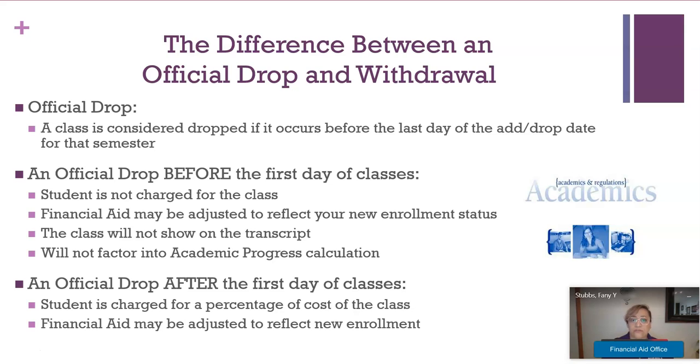The difference between unofficial drop and withdrawal. Unofficial drop: a class is considered dropped if it occurs before the last day of the add/drop date for that semester. If you drop before the first day of classes, you are not charged for the class. Financial aid may be adjusted to reflect your new enrollment status. The class will not show on the transcript and will not factor into academic progress calculation. However, if you drop after the first day of classes, a student is charged for a percentage of the cost of the class. Financial aid may be adjusted to reflect the new enrollment.